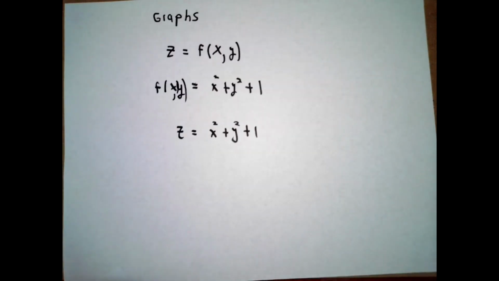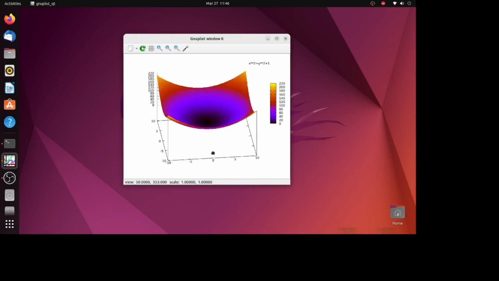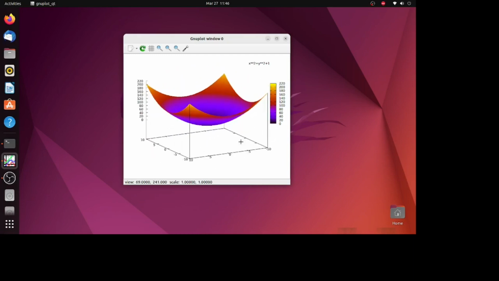Consider f of x and y equals x squared plus y squared plus 1. The graph of that equation is z equals x squared plus y squared plus 1. Recalling our discussion of the quadric surfaces, this is an upward opening parabolic bowl that has been shifted upwards 1 unit in the positive z direction. I'm plotting for x's between negative 10 and positive 10, the same for y, and as you can see, I get my upward opening shape just as I thought I would.